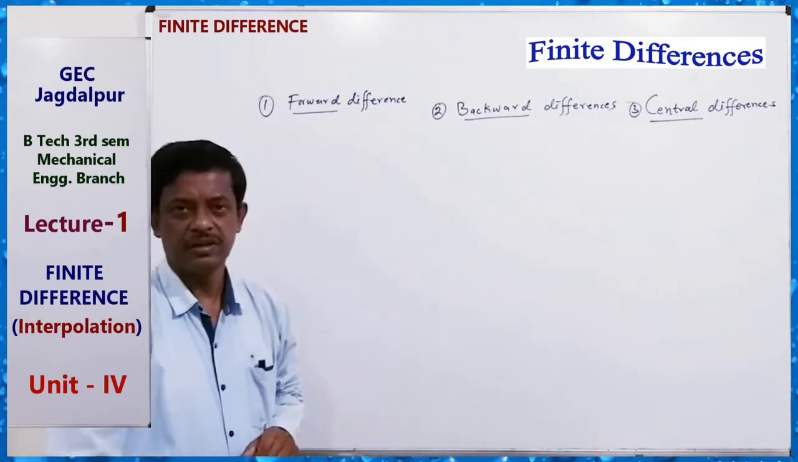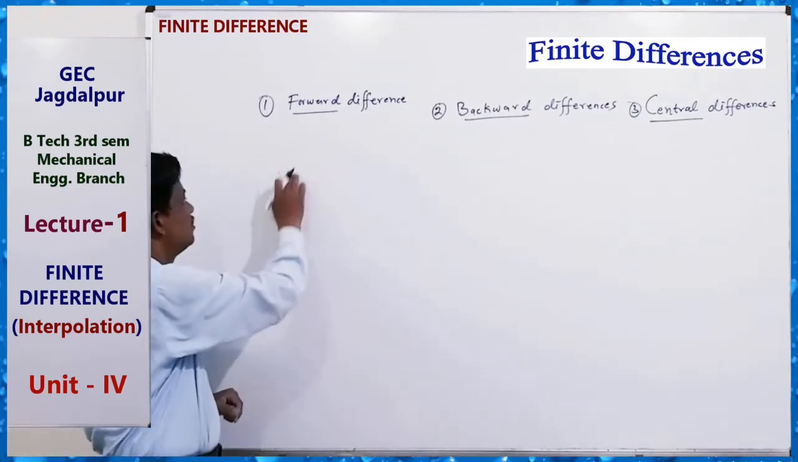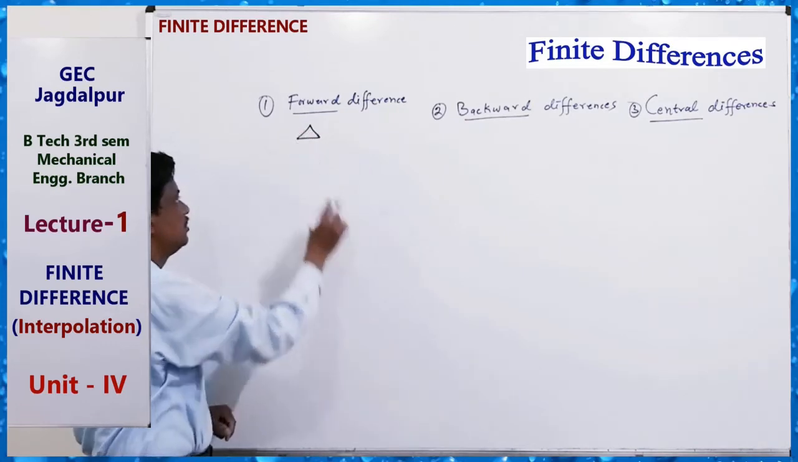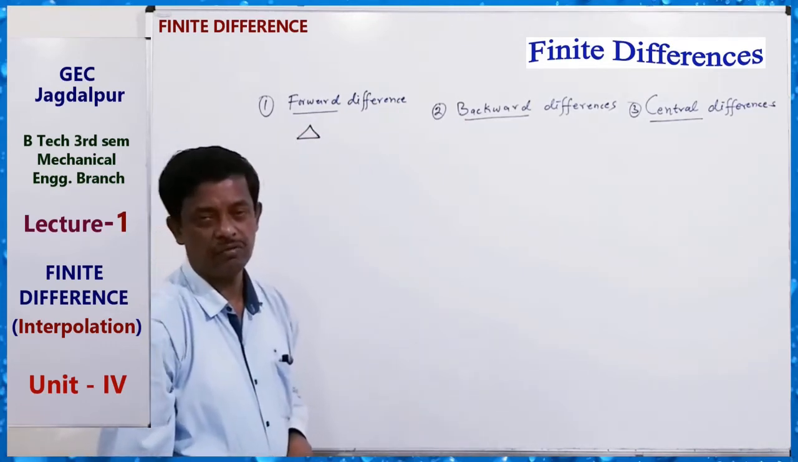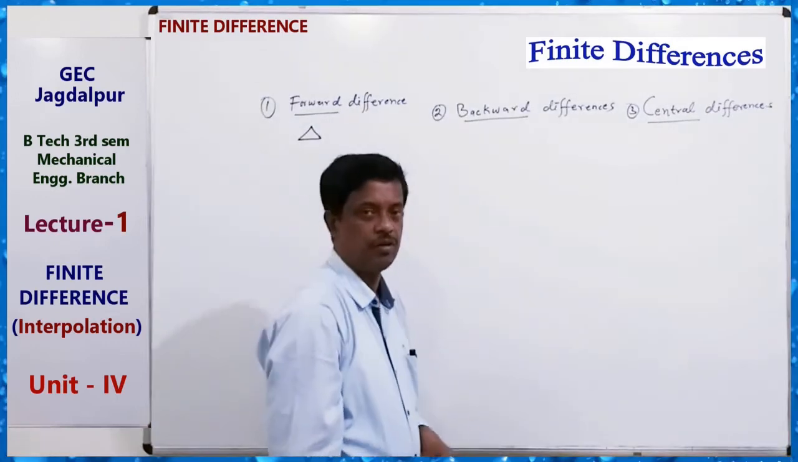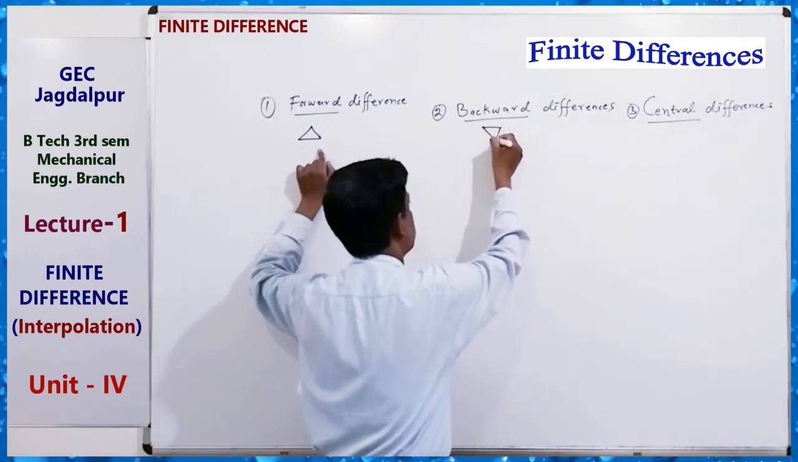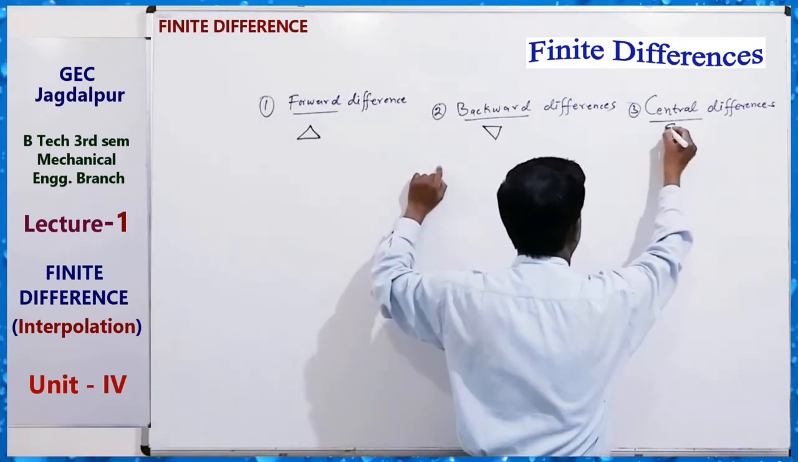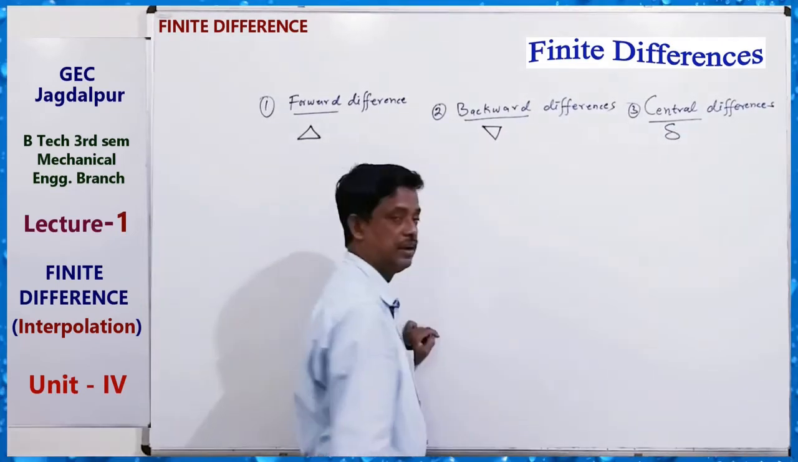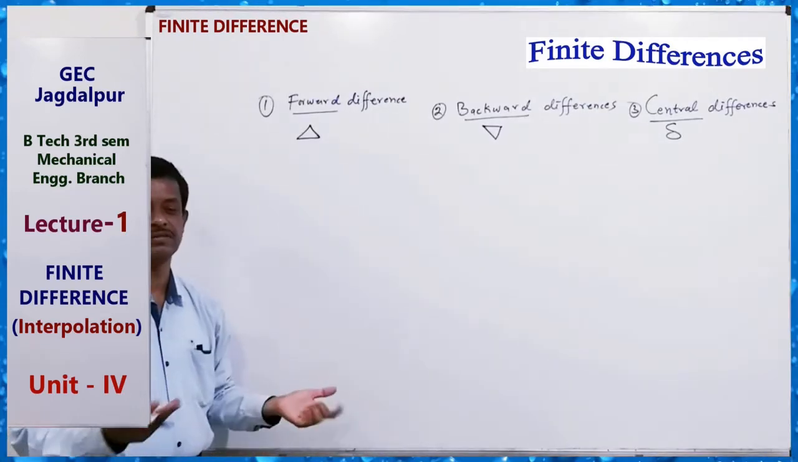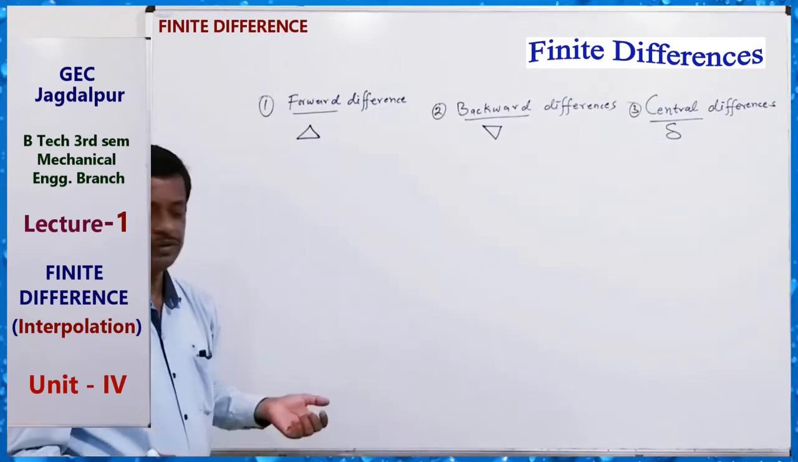So first of all, we have to discuss forward difference. For forward difference, we use this del forward operator. For backward difference, the backward operator. For central difference, we use delta. Clear? So first of all, forward difference. We will discuss forward difference.